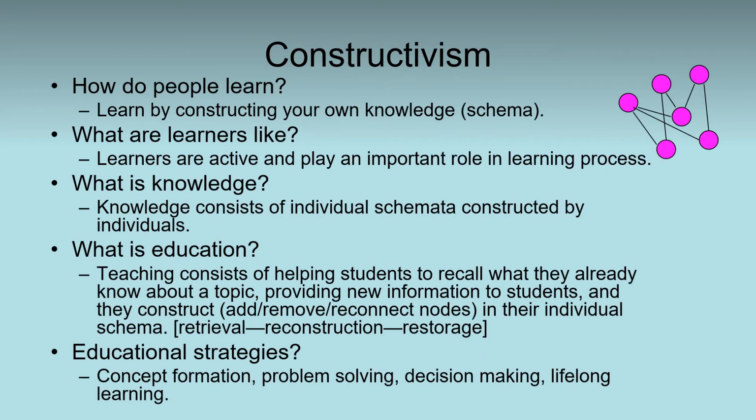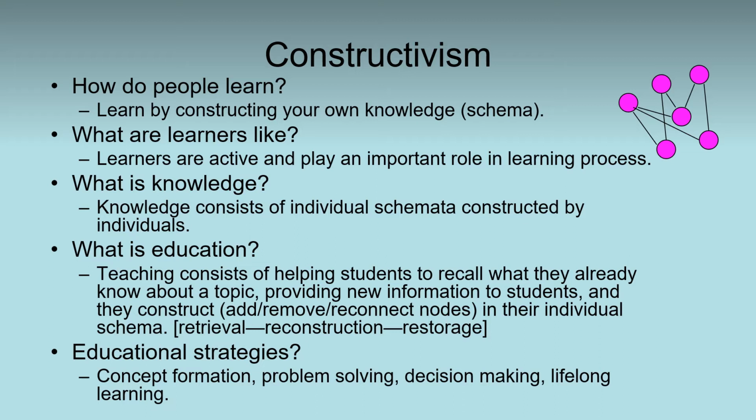In the learning theory constructivism, people are said to learn by constructing their own understanding of information. They construct their own knowledge, known as schema. So what are learners like under constructivism? They're active, and they play a very important active role in the learning process. Knowledge consists of individual schemata being constructed by individuals. So when we're talking about the schema, we're talking about the way that the brain actually learns physiologically.